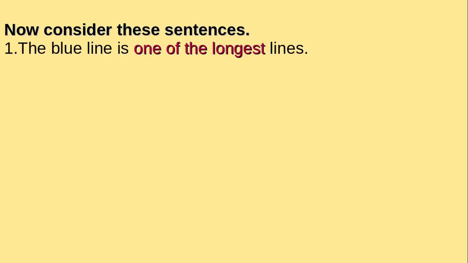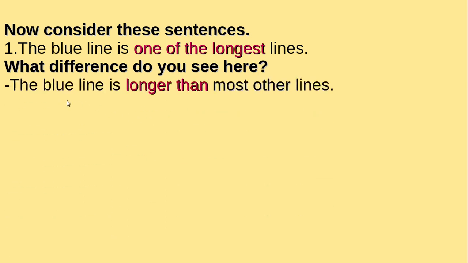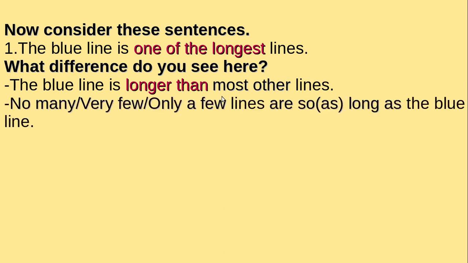Now, see this example. The blue line is one of the longest lines. What's the difference here? This is not only the longest line, but only one of the longest lines. Then how can we transform it? See, this is the way. The blue line is longer than most other lines. Instead of any other, we use most other. And instead of not any, we use not many, or very few, or only few lines are so or as long as the blue line.